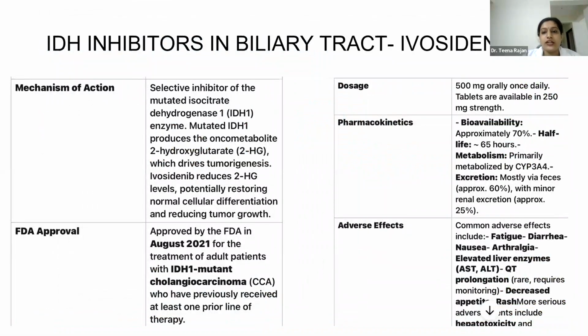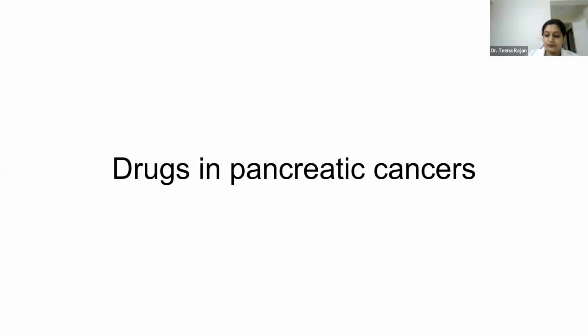A few words on IDH1 inhibitor, that is ivosidenib. So basically, when this IDH mutation occurs, this mutated IDH1 will produce an oncometabolite, that is 2-hydroxyglutarate, which will drive tumorigenesis. So when you're giving this IDH1 inhibitor, this oncometabolite production is discontinued and there will be restoration of the normal cellular function and reducing tumor growth. So it was approved for IDH mutant cholangiocarcinoma who has received prior 1 line of therapy. Dosage is 500 milligram once daily, and it has 70% oral availability, mainly undergoing biliary metabolism. Adverse effects include fatigue, diarrhea, nausea, arthralgia, QT prolongation, and transaminitis.